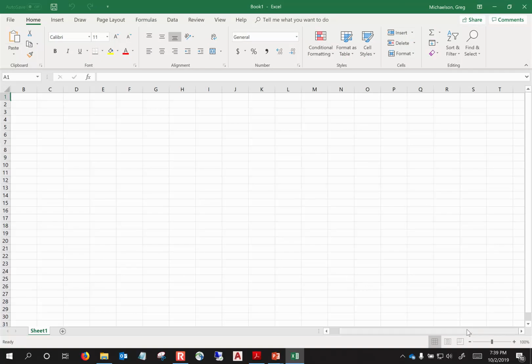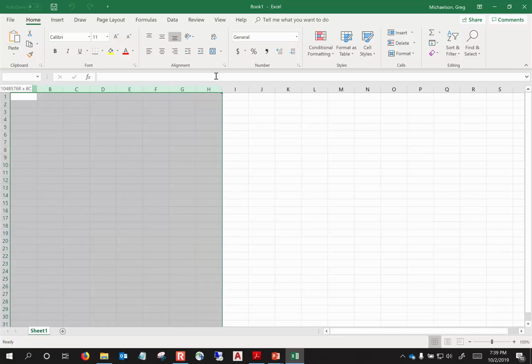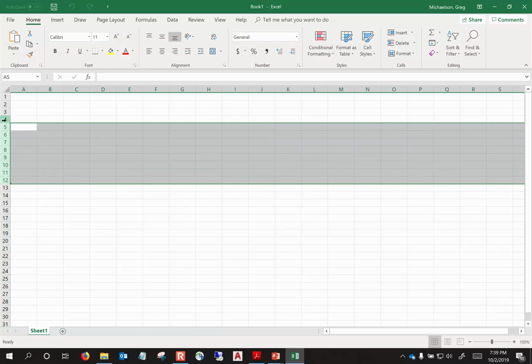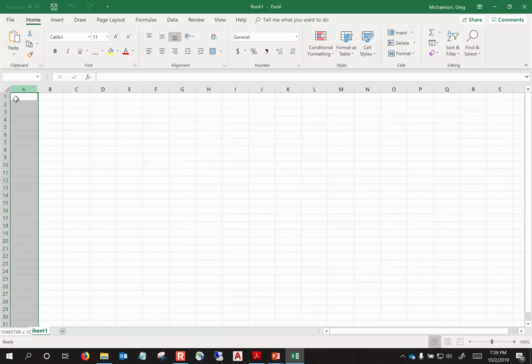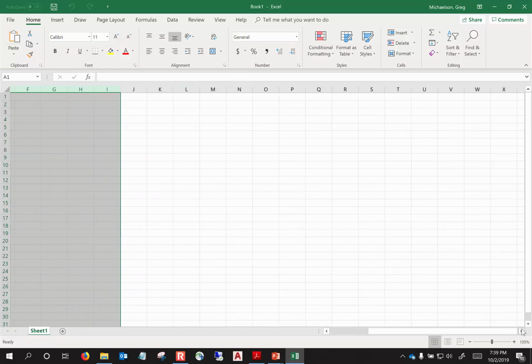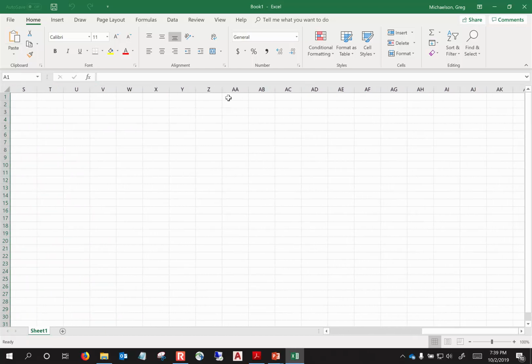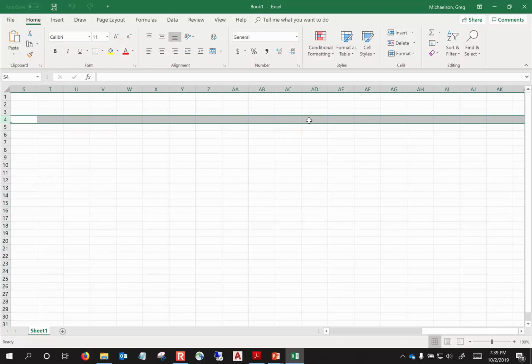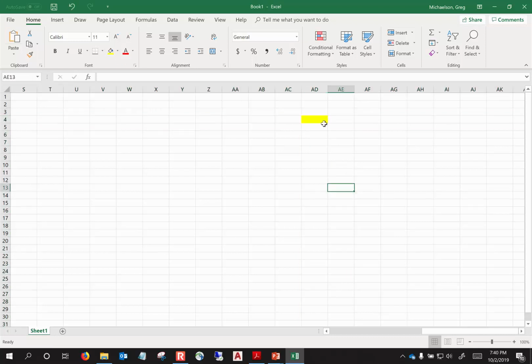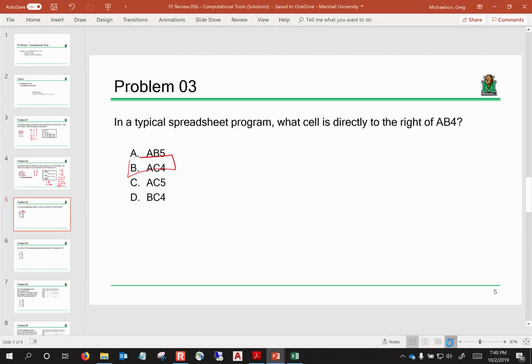Remember the columns, so here's just a little bit on the anatomy of a spreadsheet. The columns are referenced by letters, the rows are referenced by numbers, and your columns start off along the alphabet. Then when you get past Z, the references start using 2 letters, so AA, AB, AC, AD, and so on and so forth. The question was referencing AB4. Apologies. So AB4. So what's next to AB4? Well, it's AC4. Okay. So that's pretty straightforward.